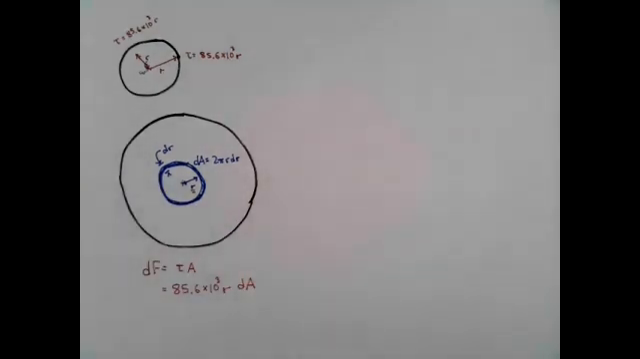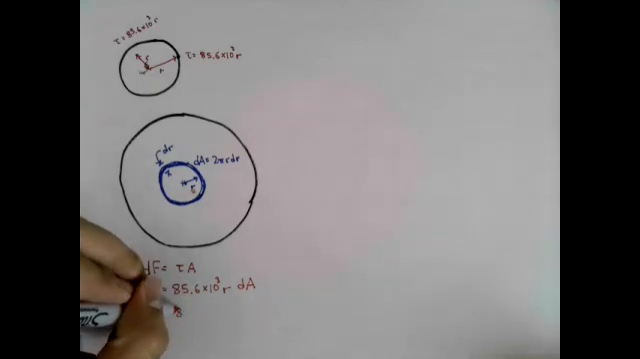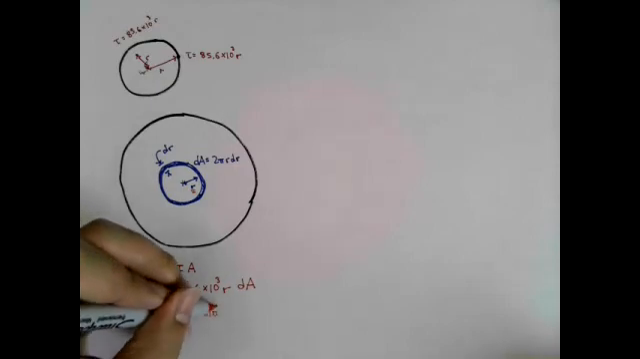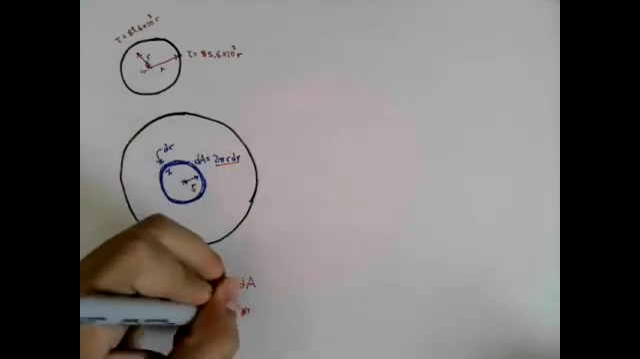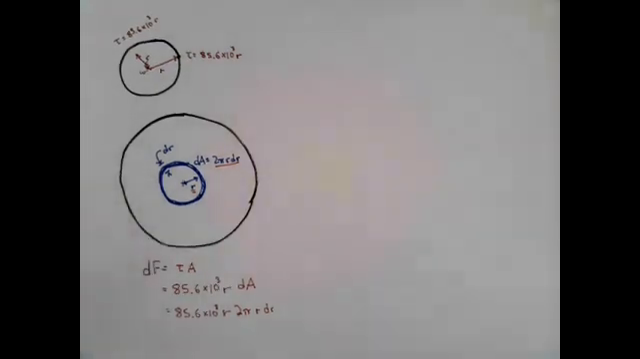So if I express this in terms of our differentially small elements, I can express everything in terms of my differentially small radius. So I get 85.6 times 10 to the 3 r times dA, which we already know to be 2 pi r dr. So what do we get from this? If we solve all this, we get 85.6 times 2 times pi. Let me just pull my calculator.